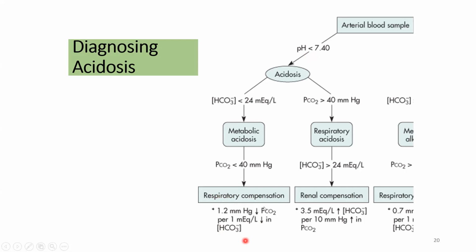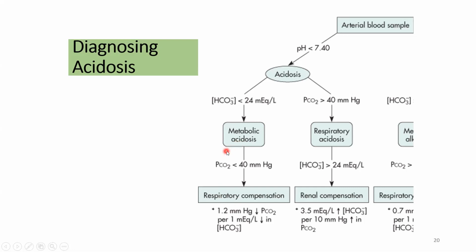And this basically is a rough formula. I'm not very happy with the figures here. I'll be showing you another, a better table. But let me just explain this a bit here. So 1.2 mmHg decrease in PCO2 for every 1 milliequivalent per liter drop in bicarbonate. This is a way to quantify how much compensation you expect in your metabolic acidosis.